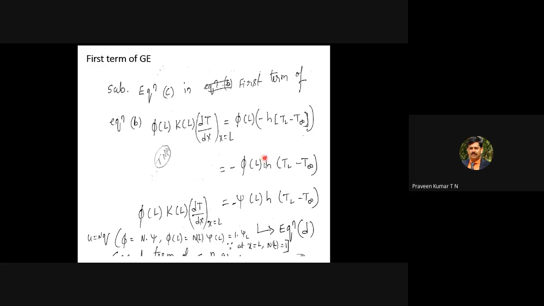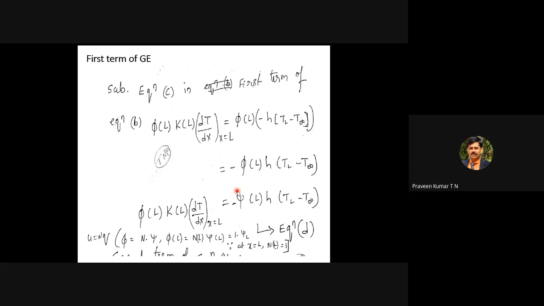Along with that, there is one more function, phi. So now I am writing phi of L into K of L dt by dx at x equal to L is equal to minus xi. You are introducing one more function. That's a global virtual temperature function. There is a virtual temperature function, and one more is the actual temperature function.